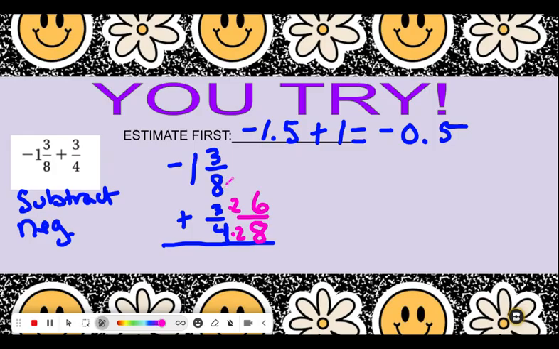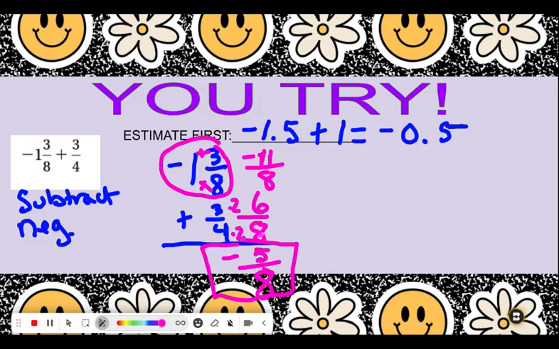So sometimes it's easier if we change this number to an improper fraction. So remember, 8 times 1 plus 3. So that is going to be negative 11/8. 8 times 1 is 8 plus 3 is 11. We keep it at negative 11/8. So now I can subtract. 11 minus 6 is 5. Keep the denominator. And we said our answer is going to be negative because there's more negatives. Great job.